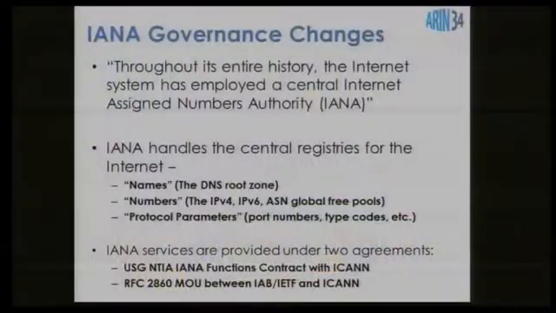So first to note, IANA, Internet Assigned Numbers Authority. Throughout the entire history, the Internet system has employed a central Internet Assigned Numbers Authority. IANA handles three central registries: the names, i.e. the DNS root zone, the numbers, IPv4, IPv6, and ASN free pools, and the protocol parameters. Actually, it's sort of interesting. The DNS root zone is only one registry, if you think about it. IPv4, IPv6, 32 and 16-bit ASNs are four registries. Protocol parameters, there's nearly 1,000 protocol parameter registries. Your BGP option numbers are in a protocol registry. Your port numbers are in a protocol registry.